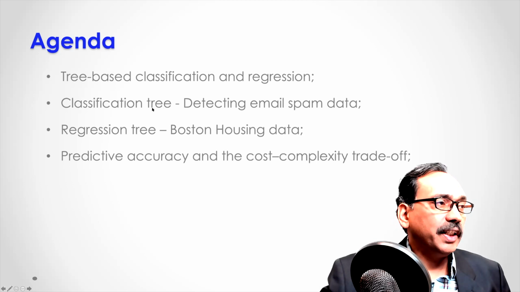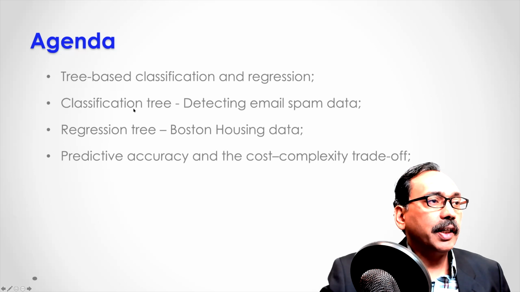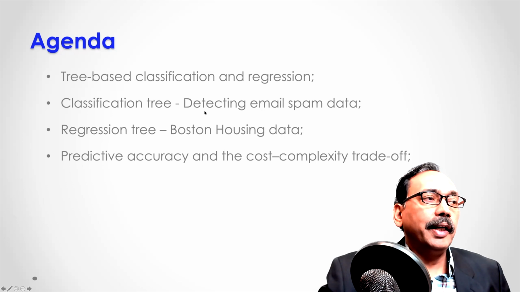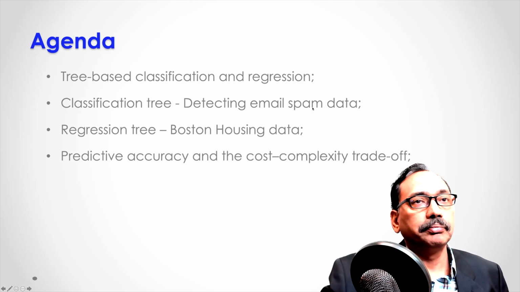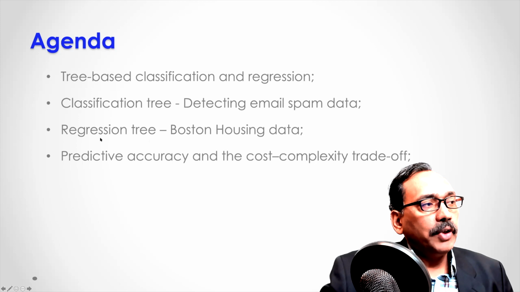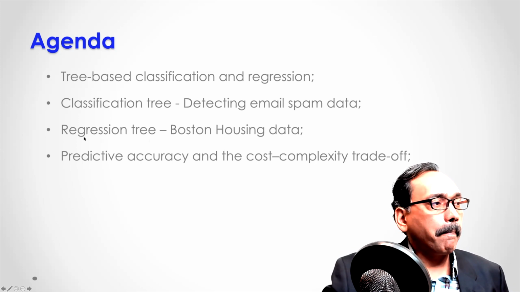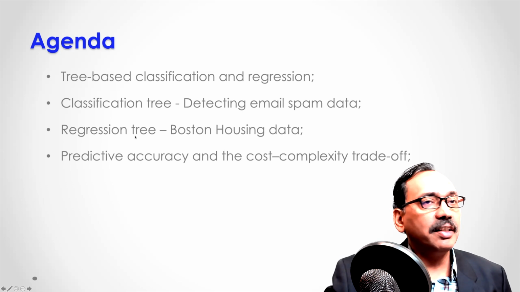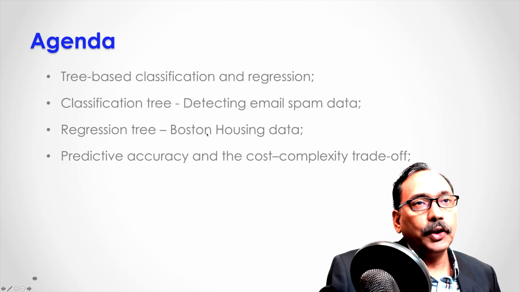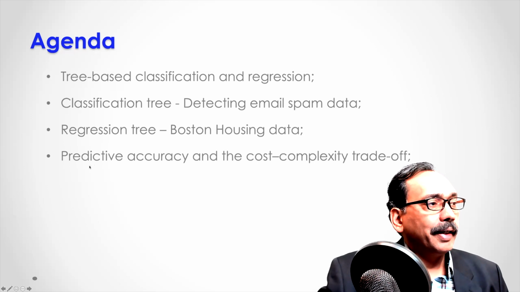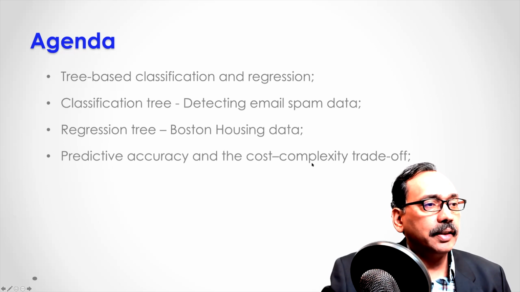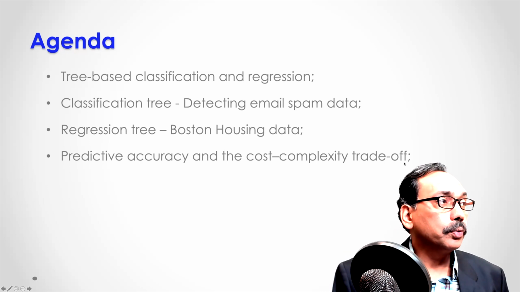One example from each. For classification tree, we'll make use of email spam data, and we'll try to develop a classification tree model for detecting email spam. And then we'll also make use of Boston housing data, where we'll develop a regression tree, especially to predict median home value. So our y variable in this case will be numeric. And we'll look at predictive accuracy and cost complexity trade-offs that we do with tree models.